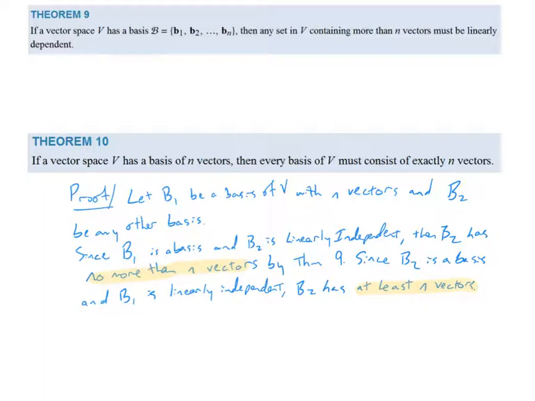And we get to say it all formal and such. Thus B2 has exactly n vectors. Boom. There's our proof.